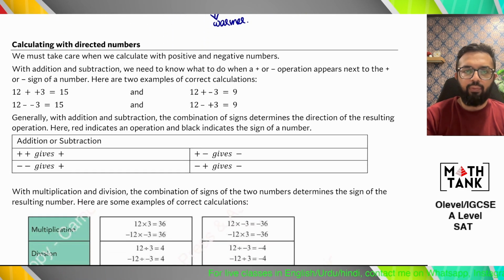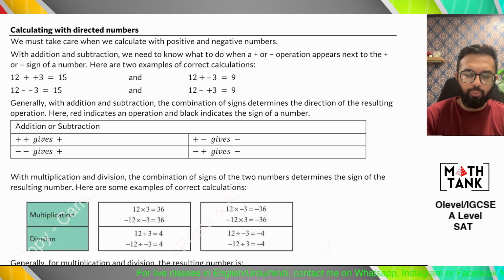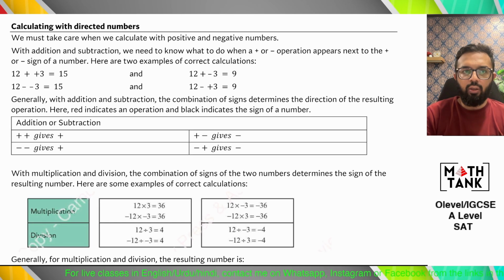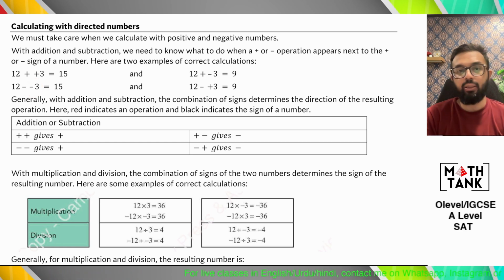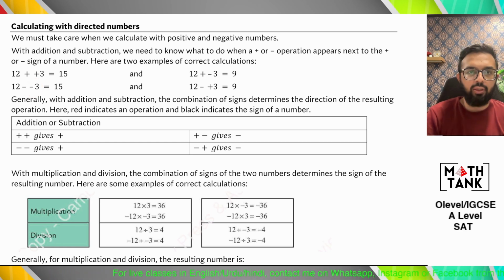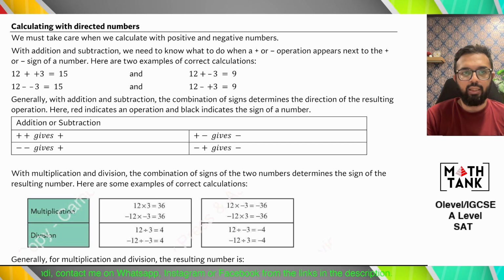Then, as I've been adding and subtracting, a more formal explanation for calculating with directed numbers: you might be asked to add or subtract directed numbers. For example, you can see that I'm asking you to add a positive 3 to this, or I'm asking you to subtract a negative number from this. This says we must take care when we calculate with positive and negative numbers. With addition and subtraction, we need to know what to do when a plus or a minus operation appears next to the plus or minus sign of a number.